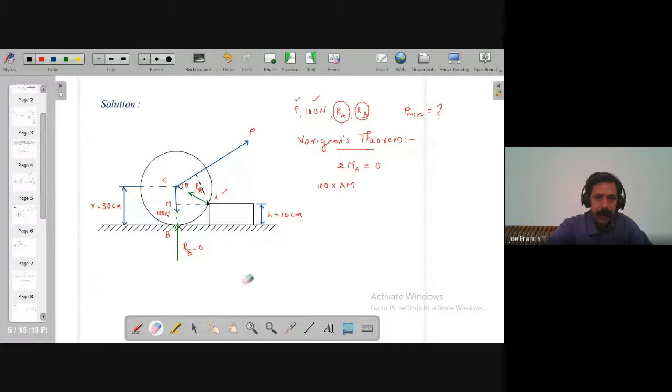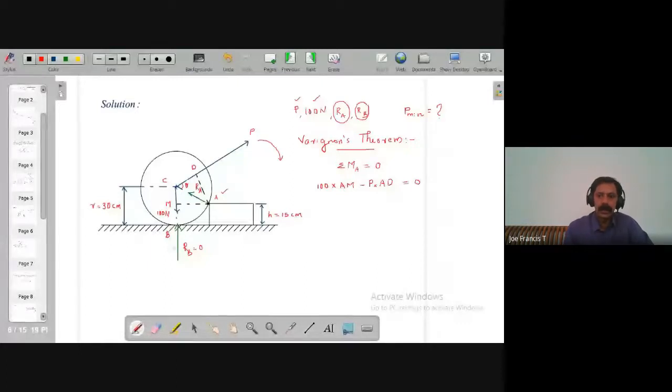Right? So let that point be D. This would meet in D only. Moment due to P at A is given by P into AD. It is going to make a clockwise moment, so its sign is negative. So that is the two forces. That will be the moment equation. You can equate this to 0.